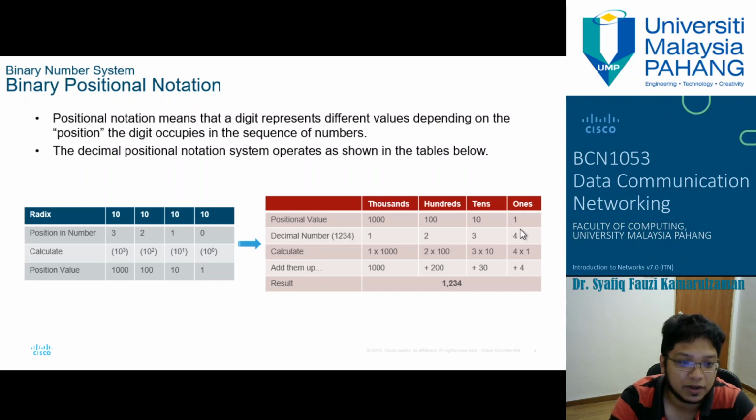Ones represent the value of the digit times 1. Tens represent the value of the digit times 10. Hundreds represent the value of the digit times 100, and thousands represent the value of the digit times 1000. When you add them up, you get a whole number. Here we have 1 for thousands, 2 for hundreds, 3 for tens, and 4 for ones. You will get a total of 1234.